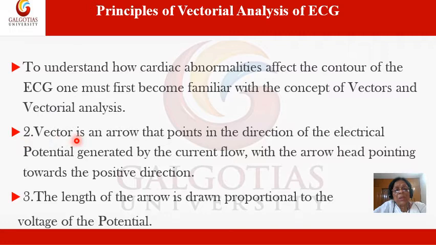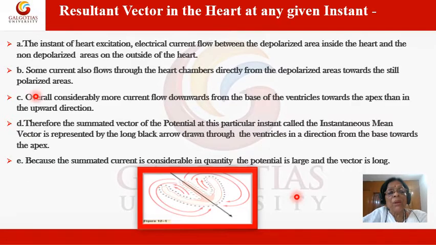Vector is an arrow that points in the direction of the electrical potential generated by the current flow, with the arrowhead pointing towards the positive direction, and the length of the arrow is drawn proportional to the voltage of the potential. Now resultant vector is in the heart at any given instant. So this is basically the vector.